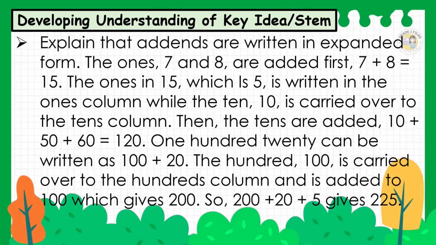the tens column. Then, the tens are added. 10 plus 50 plus 60 is equal to 120. 120 can be written as 100 plus 20. The 100 is carried over to the hundreds column and is added to 100, which gives 200. So 200 plus 20 plus 5 gives 225.